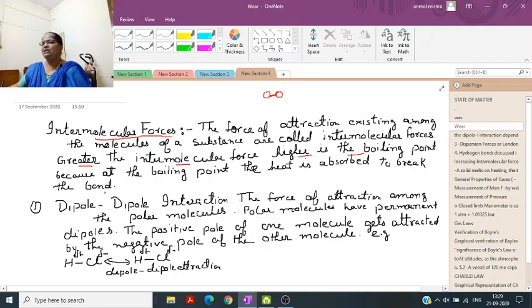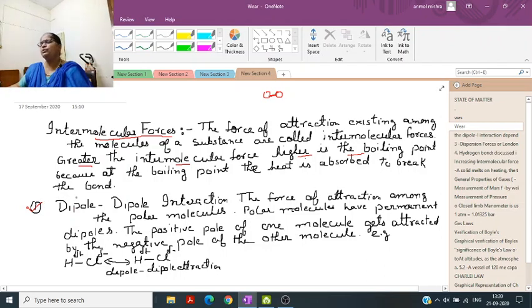So greater the intermolecular force of attraction, greater will be the. Now there are many types of intermolecular force of attraction, but in class 11th we have to study 4 types. The first is dipole-dipole interaction.